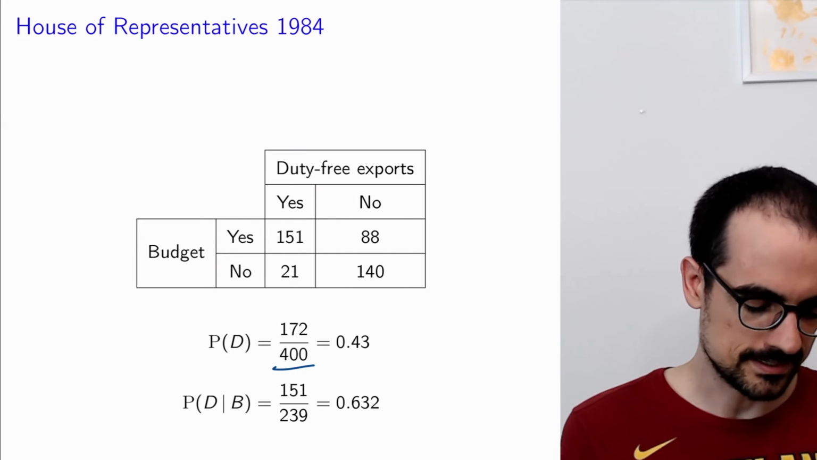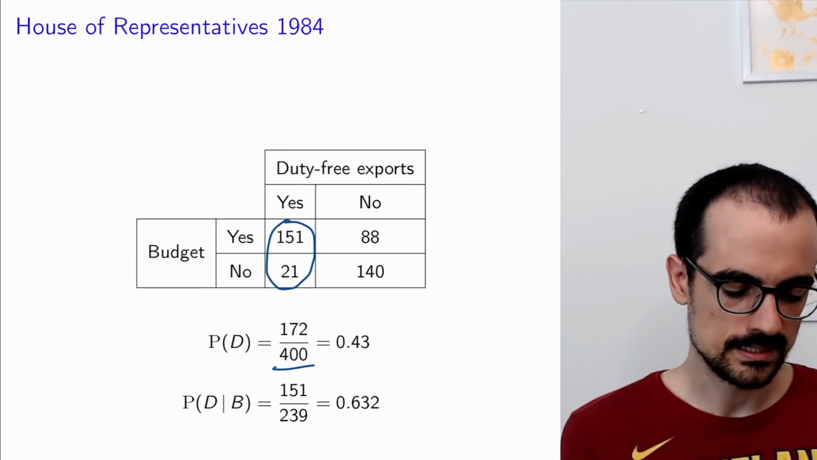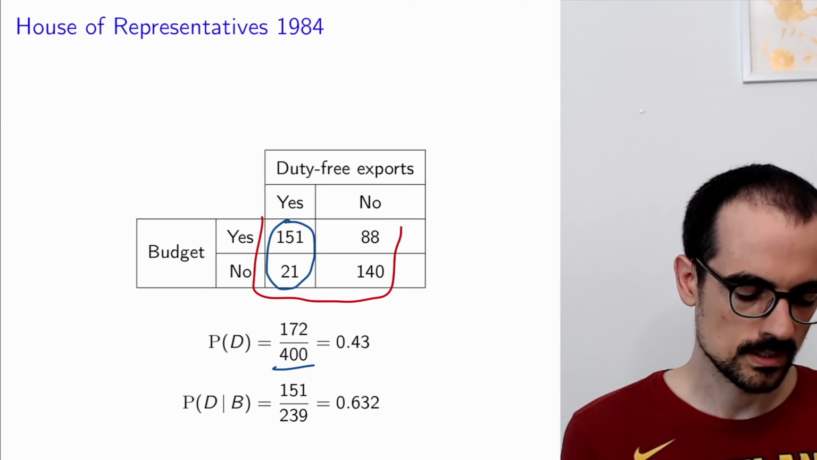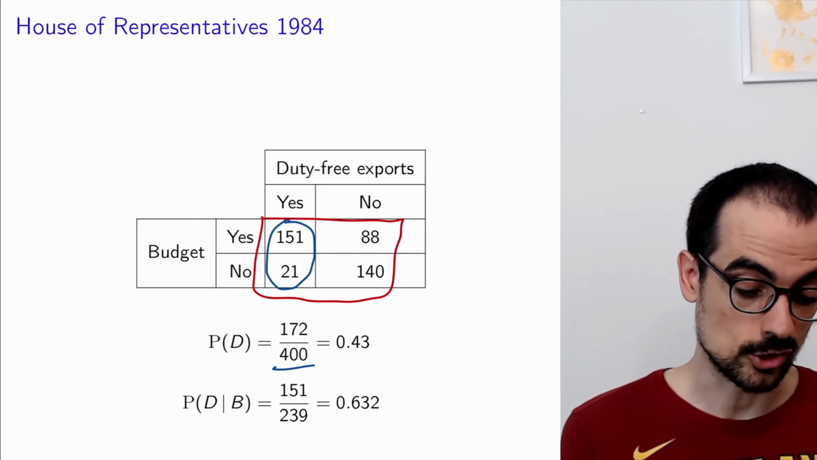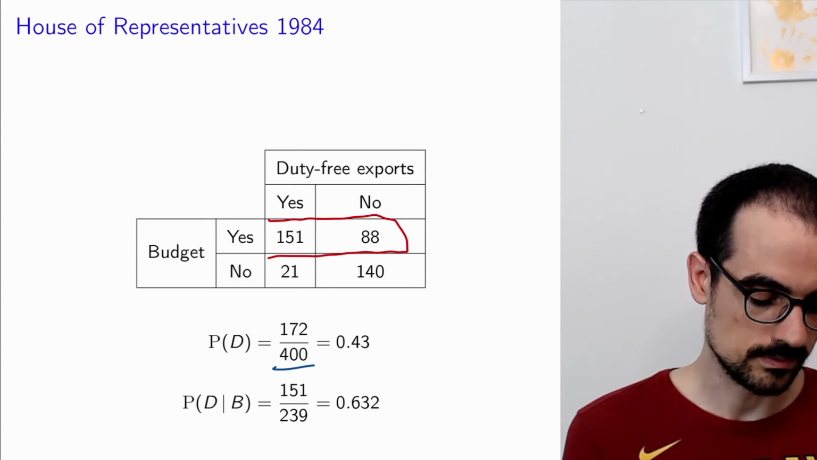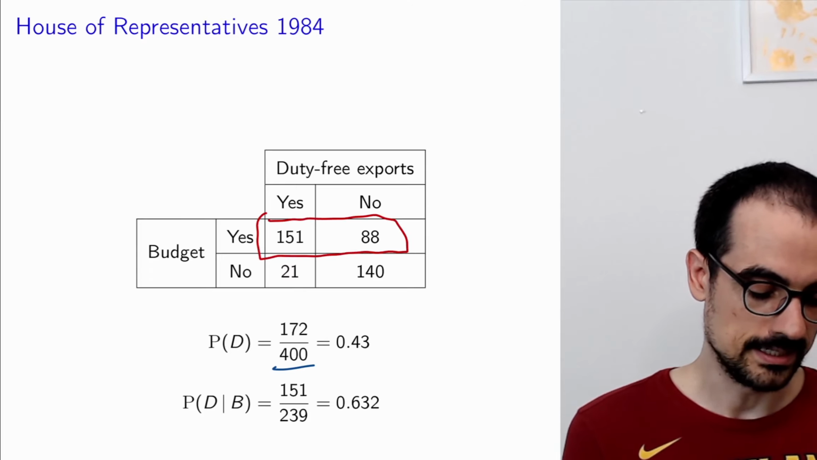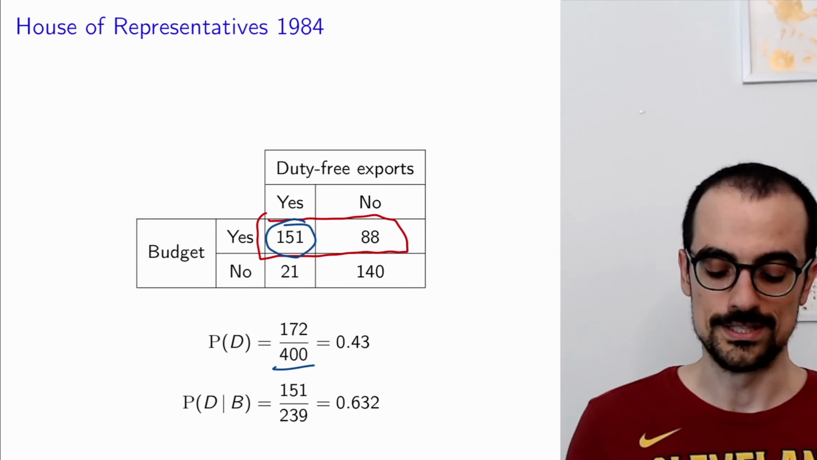The probability of D is the number of yeses we have for duty-free exports divided by the total. And now we're going to compare that to the conditional probability given B equals yes. So we're only interested in these guys now, B equals yes, and we look at how many of those have D equal to yes, okay? And now this is correct.